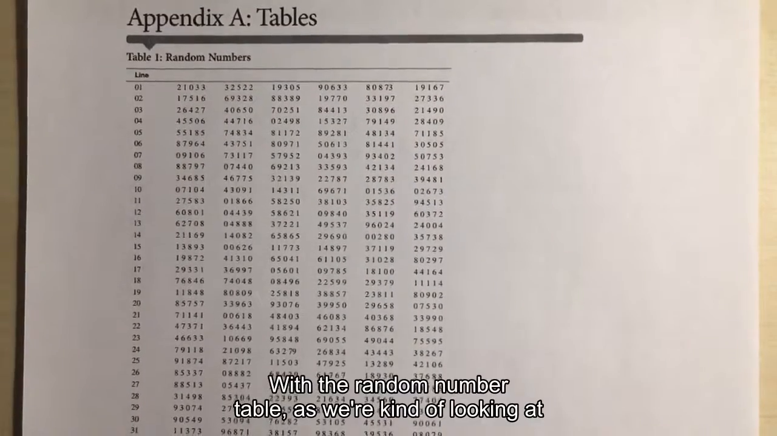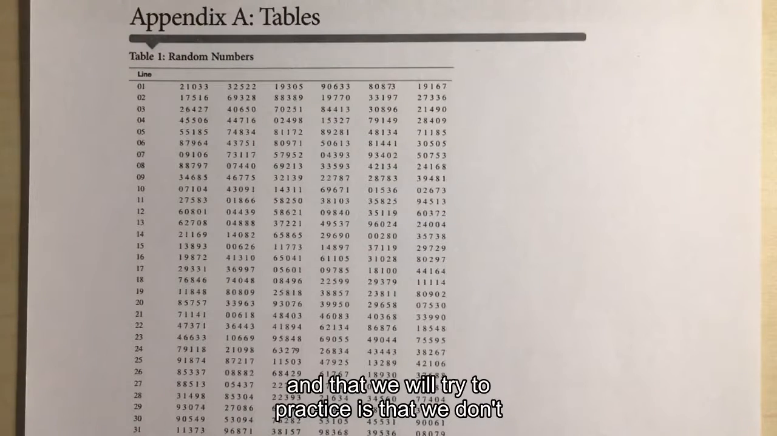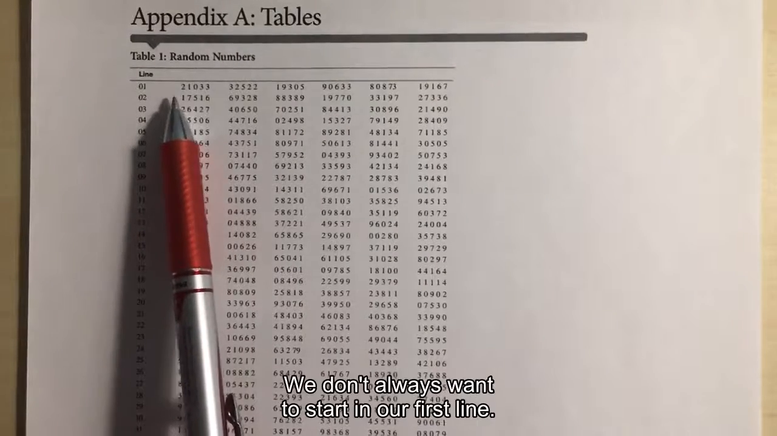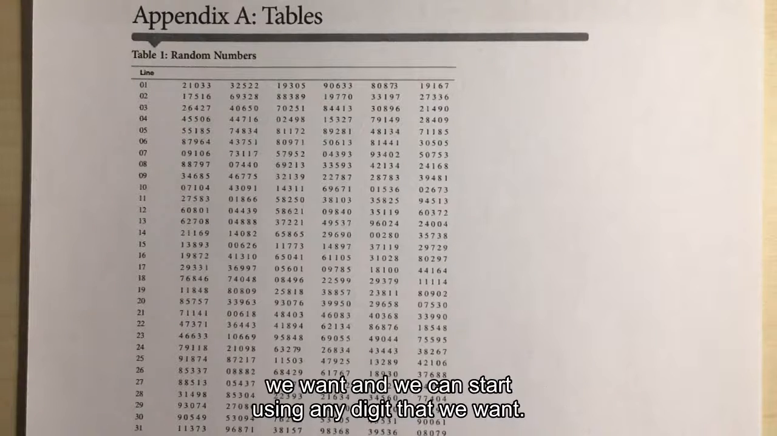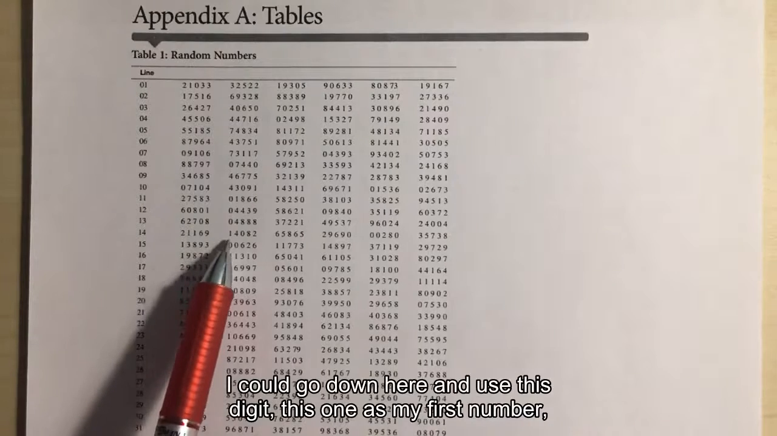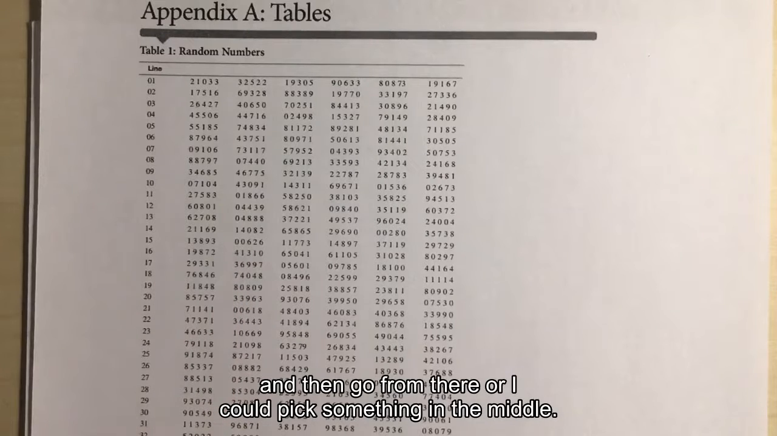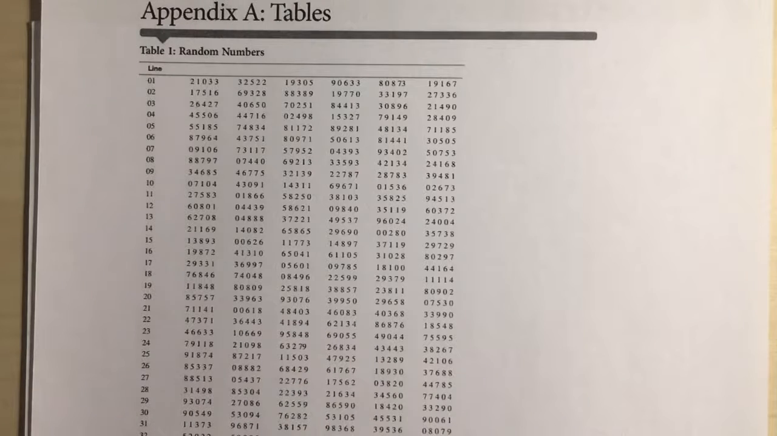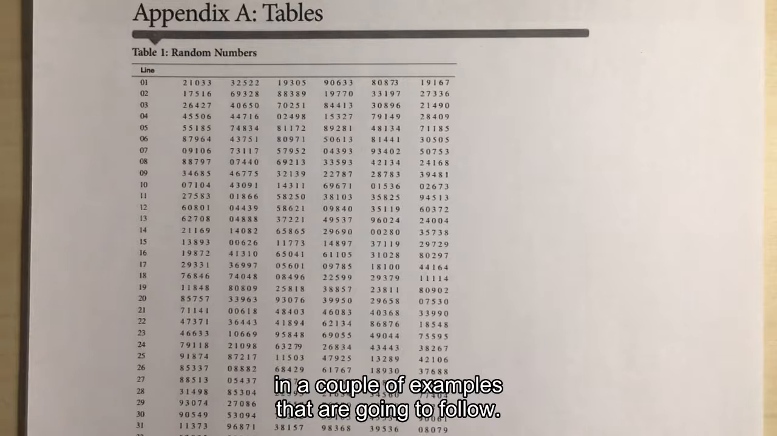With the random number table, one thing that we do want to make sure of and that we will try to practice is that we don't necessarily always need to start at the top. Right? We don't always want to start in our first line. We can start when we're using a random number table in any line that we want, and we can start using any digit that we want. So I could go down here and use this digit, this 1, as my first number and then go from there. Or I could pick something in the middle. Let's say I want to start with this 0 and then we go from there. So there's a lot of different ways of using these random number tables, which we'll see in a couple of examples that are going to follow.